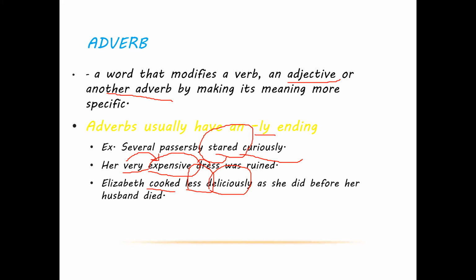Parang ang bilis mo magsalita. Okay lang naman. The pacing of my speech is not too fast.